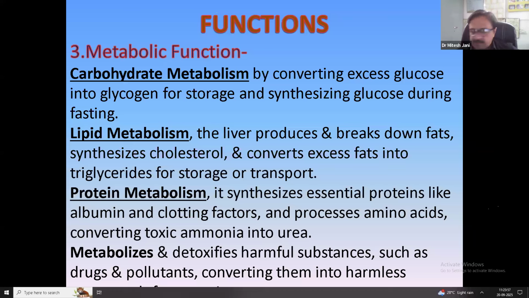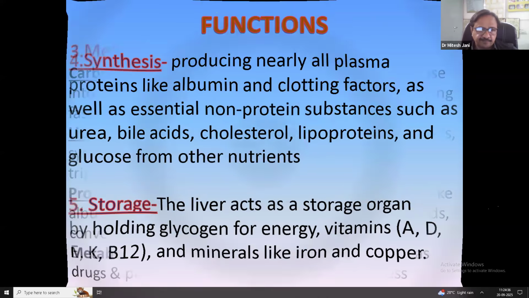Now the third important or essential constituent for our body is the protein. In protein metabolism, it synthesizes the essential proteins like albumin and clotting factors, processes amino acids, and converts toxic ammonia into urea and excretes it. It also metabolizes and detoxifies harmful substances such as drugs and pollutants, converting them into harmless substances. So this is the third important function, the metabolic function of the liver.